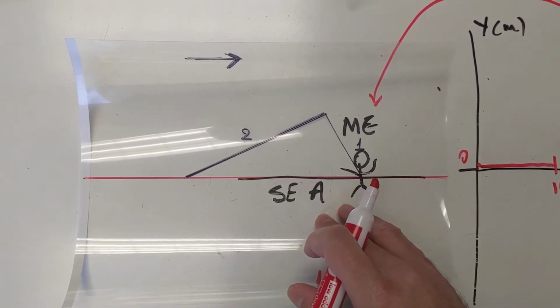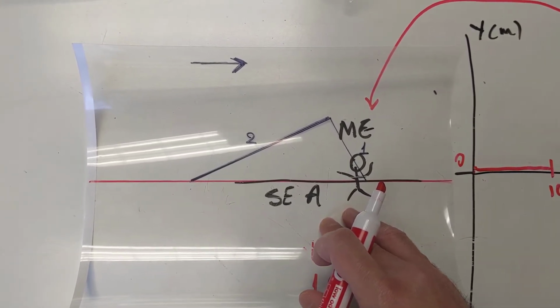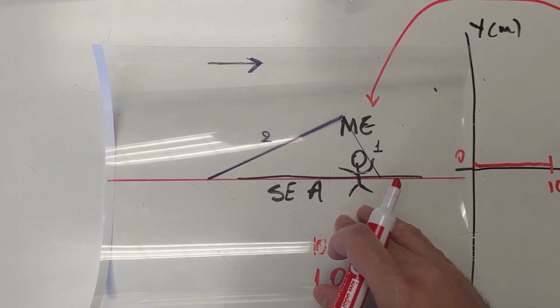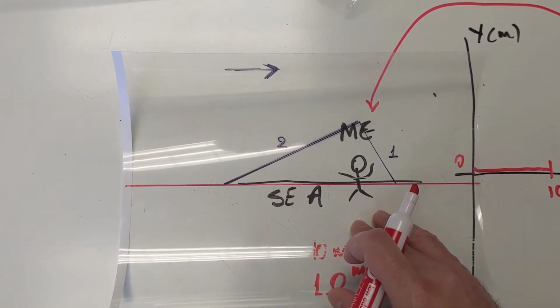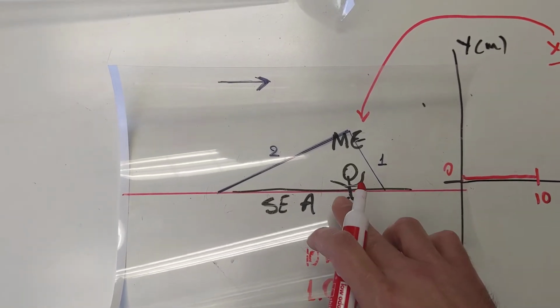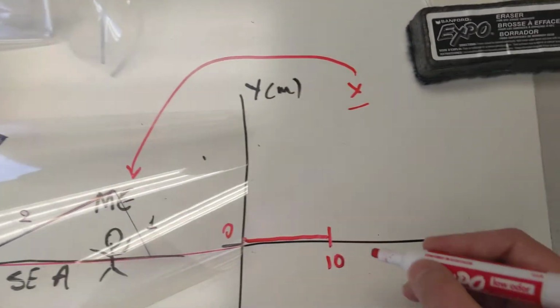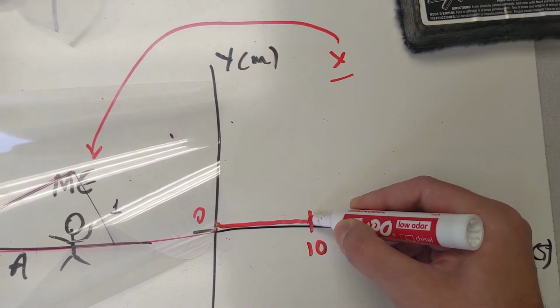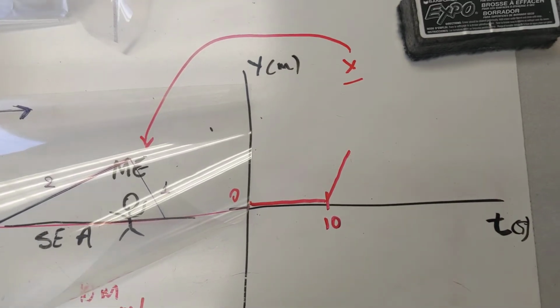So at this point, I'm at y equals 0. At this moment in time, I'm a little bit higher than that. And then I'm a little bit higher than that, and then a little bit higher than that, until I reach the maximum y. So, because my y increases gradually, I'm gonna reflect that on my y versus t graph, right?